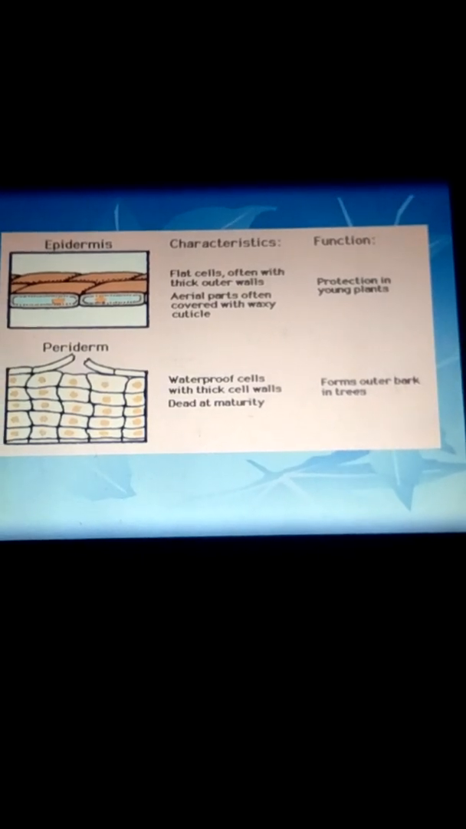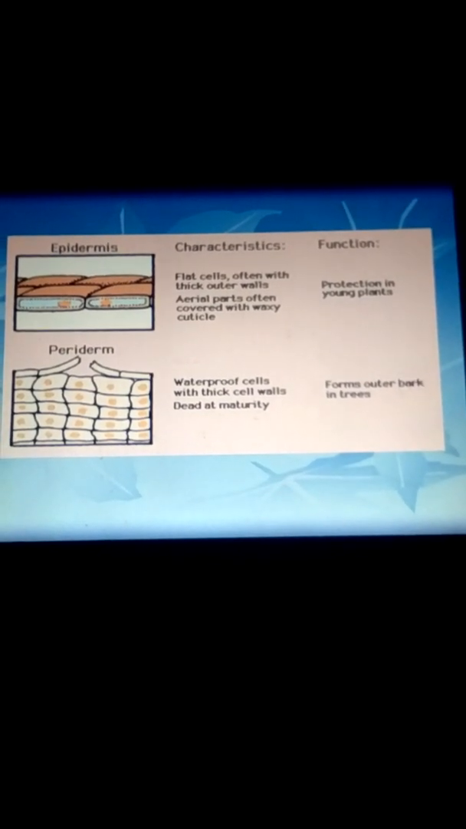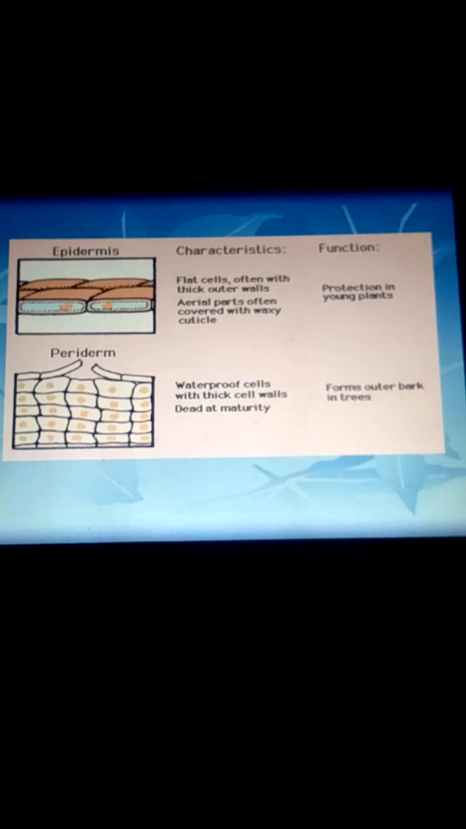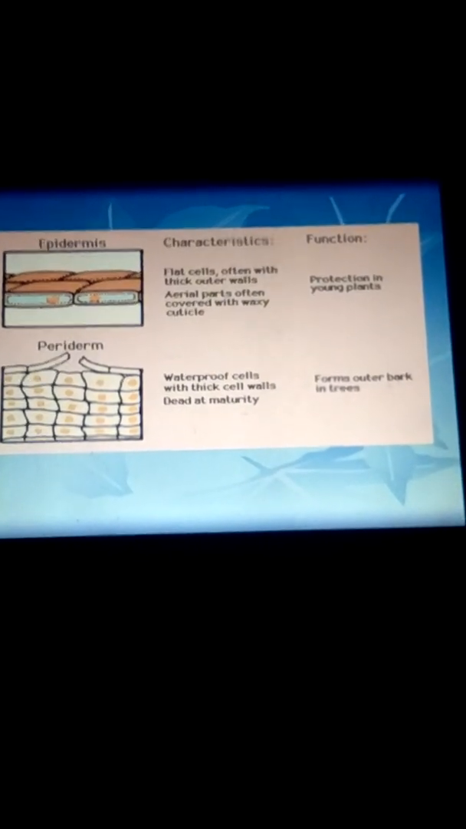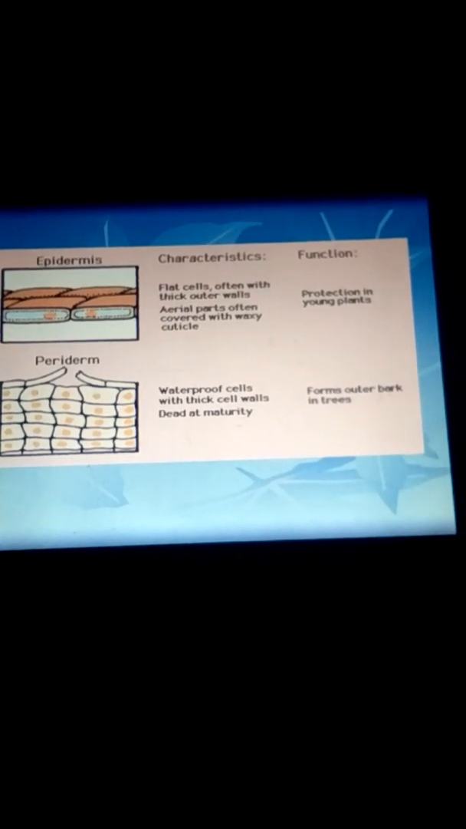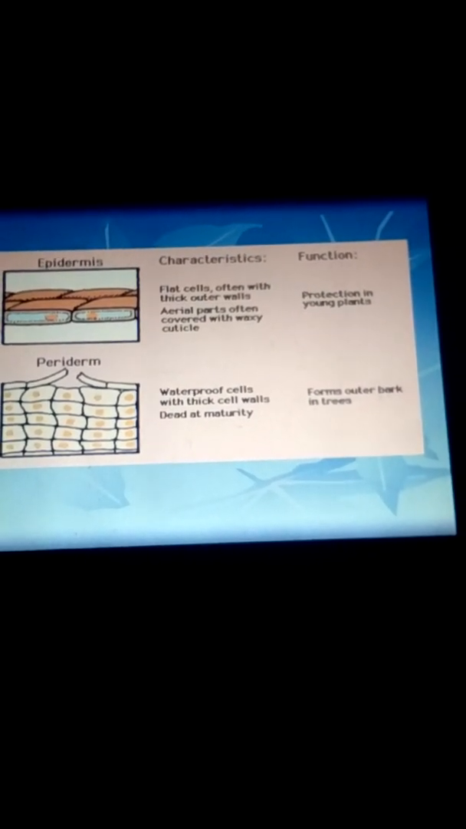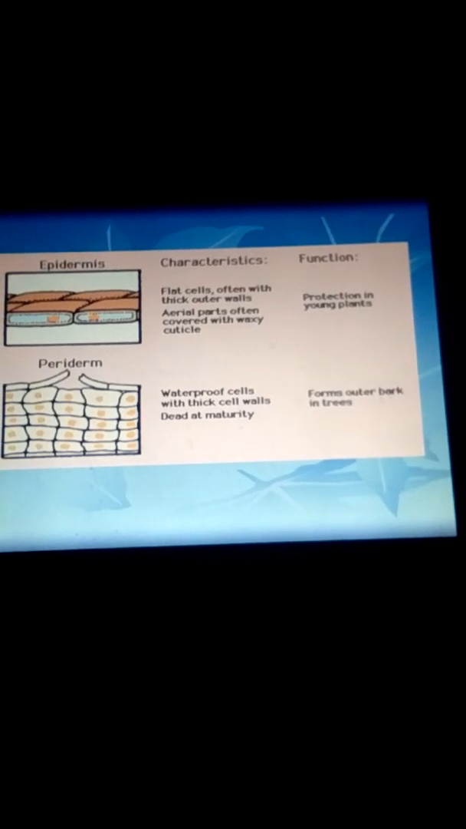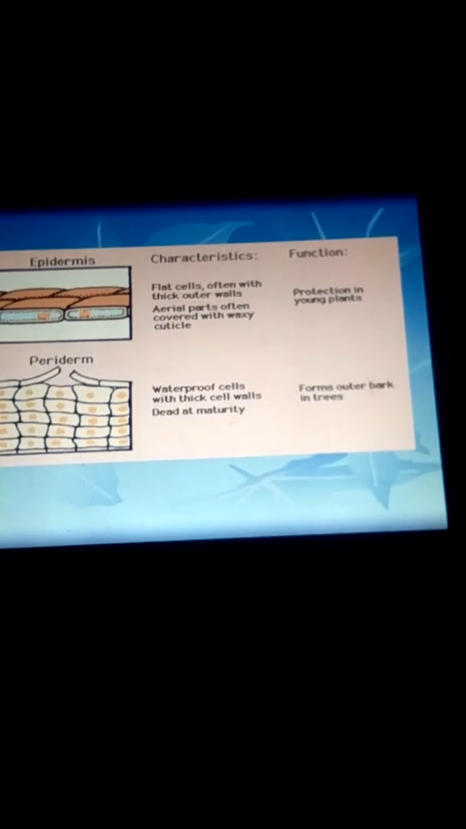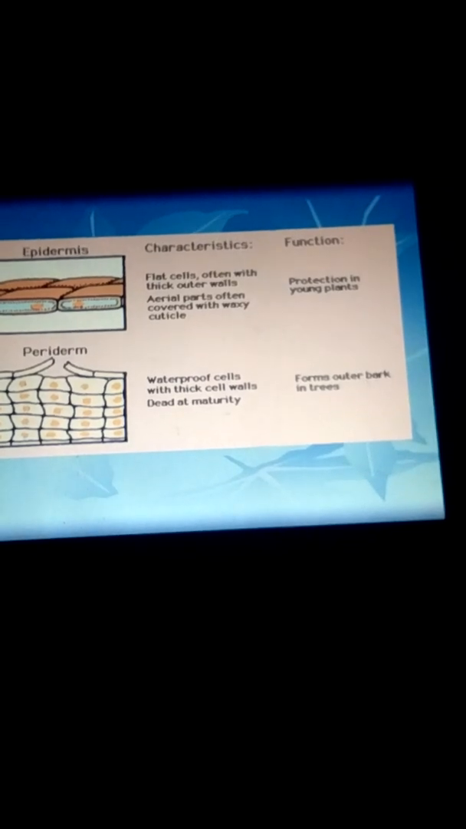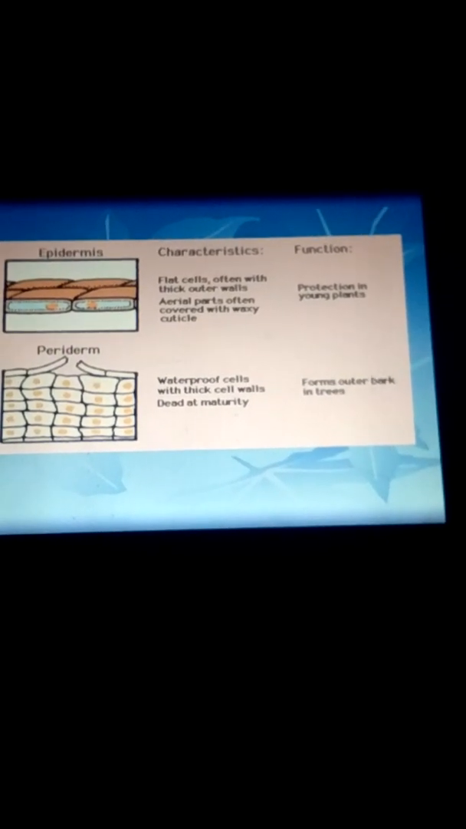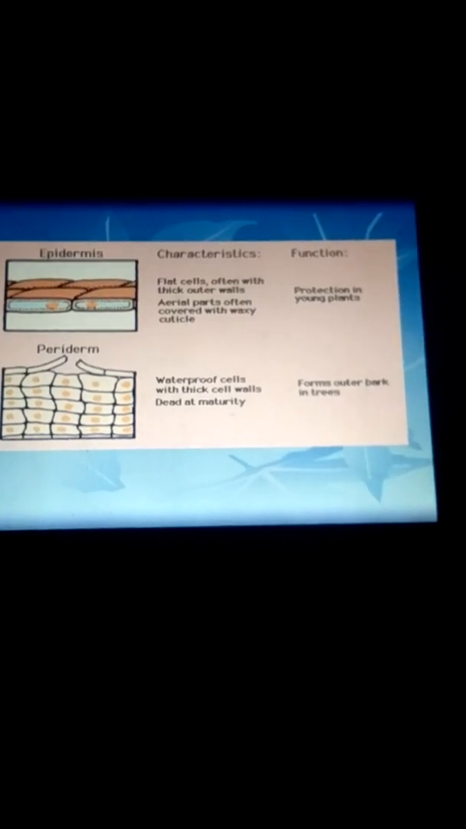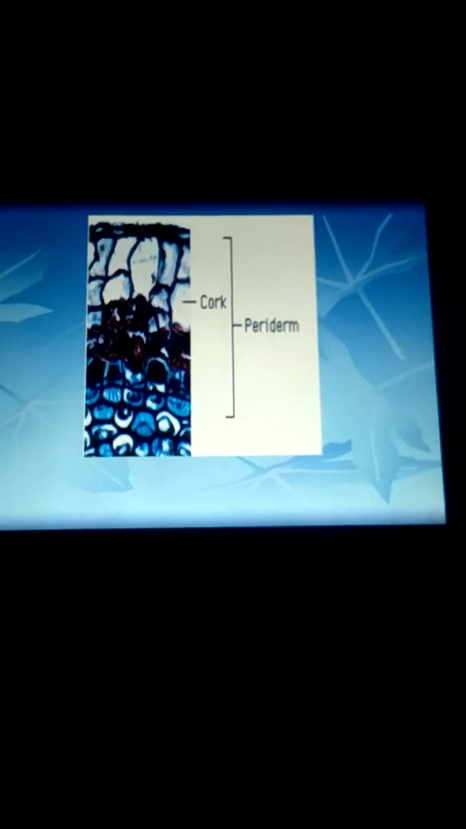Whereas when we talk about periderm, that is waterproof cells with thick cell walls, dead at maturity. Periderm is formed in the higher plants, and this is a hard waterproof layer that is dead. When it is mature, the cells become dead and hard, and it forms outer bark in the trees. As we know that in higher plants bark is formed, so periderm replaces the epidermis in the higher plants, in the woody plants.